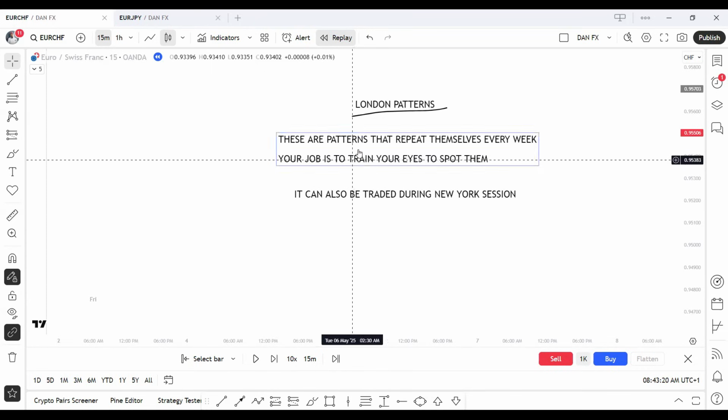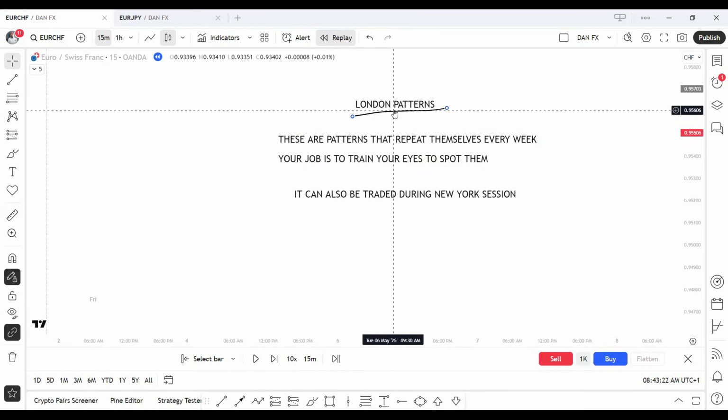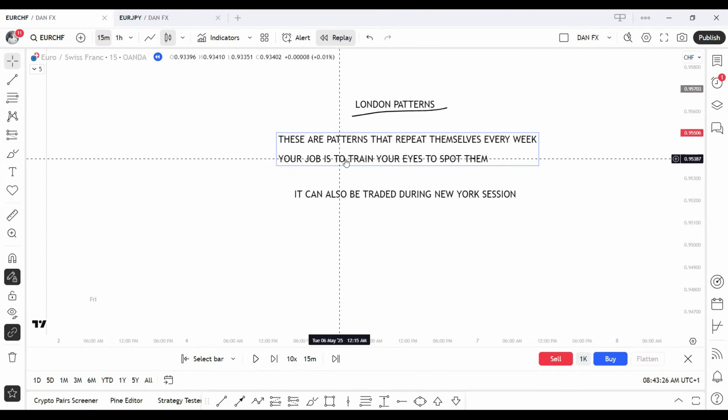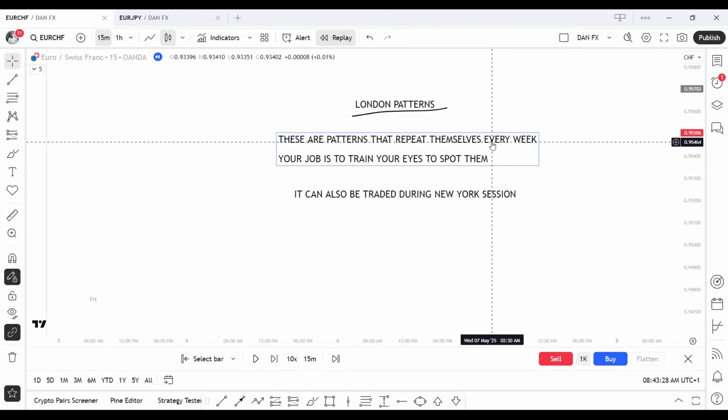So what exactly are the London patterns? There are mainly three London patterns, but first of all, the thing that you need to know is that these patterns repeat themselves every single week. Once I'm done showing you the patterns, you're going to notice on the chart when you go and backtest it or try to trade it, that it shows up almost every week. You're going to see it every week, right?